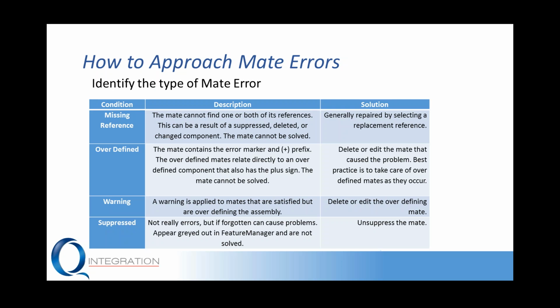We also have suppressed mates. Now they're not really errors, but they can still cause us some problems if we forget about them. And we see these as grayed out in our mates folder. And of course, because these are suppressed, these are temporarily deleted, they're not being solved. But we can have multiple suppressed mates in there and it can get a little bit confusing, so it's good to manage these and know what mates we are suppressing. If we don't need the mate, let's just go ahead and get rid of it.